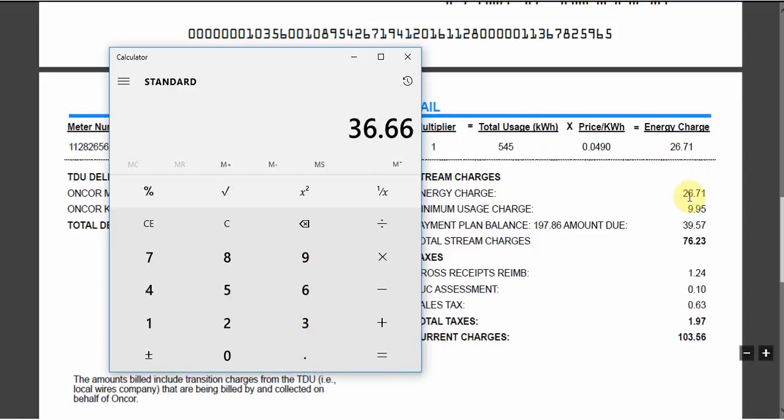Okay, so pretty much all I'm paying to Stream is the 2671 plus the $9.95. All I'm paying to them for this month is $36.66. That's what I'm paying to Stream. Stream is not getting anything else, okay? They're only getting the $36.66, all right?